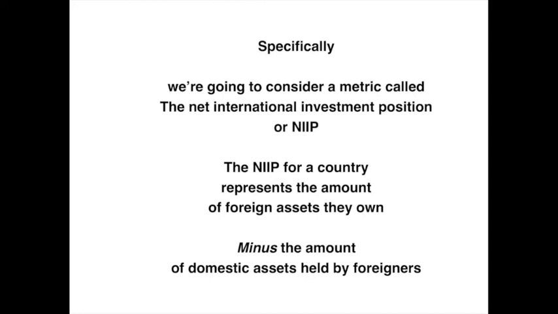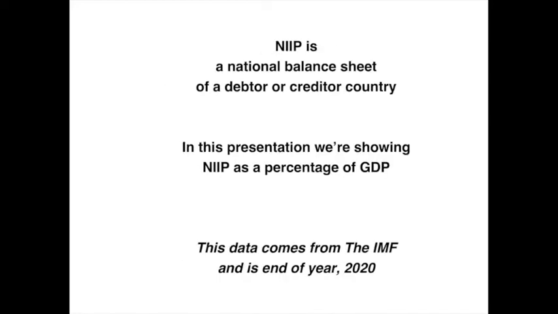We're going to look at the NIP, as it's called, the Net International Investment Position for the G10. The IMF has done the hard work. We're going to look at the assets that they own and subtract the liabilities that foreigners own. In other words, we're going to try and get an idea of whether each one of these members of the G10 is a net creditor or net debtor. And to rationalize it, I'm going to show it to you as a percentage of GDP.